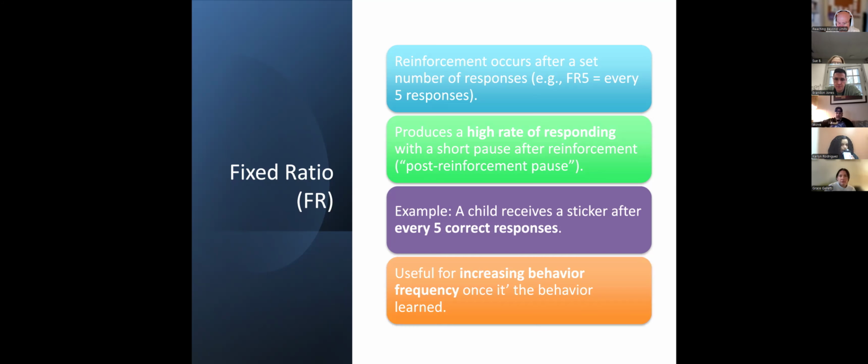It's useful for increasing behavior frequency once the behavior is learned. So the idea here is that we start off with continuous reinforcement, where we reinforce every instance of that behavior. Then over time, we slowly increase the quota. We could move to a fixed ratio 2 or 3 or 4, in this case, a fixed ratio 5. What we're doing is thinning the reinforcement, but it's still hopefully going to maintain that behavior over time, especially if we do it in that slow fashion.